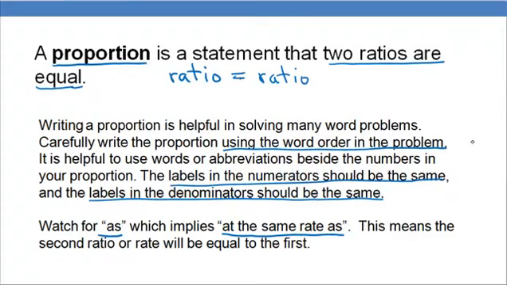Carefully write the proportion using the word order in the problem. It is useful to use words or abbreviations beside the numbers in your proportion. The labels in the numerators should be the same, and the labels in the denominators should be the same. Watch for the word "as," which implies "at the same rate as." This means the second ratio or rate will be equal to the first.